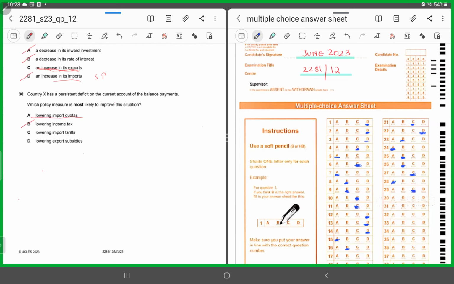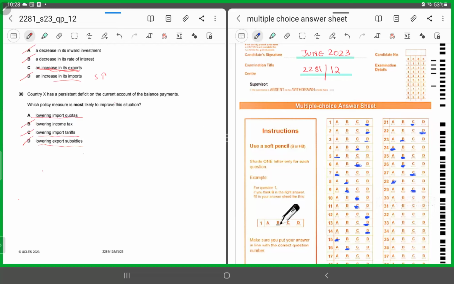We are trying to improve the situation. We want to reduce the deficit, or go for a favorable situation in the BOP, right? Surplus, maybe. Lowering import tariffs, you are again going to invite more imports, so it is going to worsen the situation. So neither B nor C would work. Lowering export subsidies: if you stop giving export subsidies to your domestic firms, exports would reduce further, so the balance of payment would be in a worsened situation. So D is also not the answer.